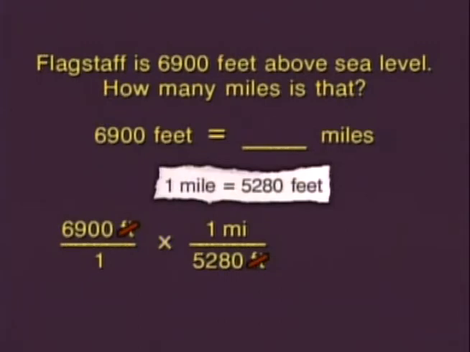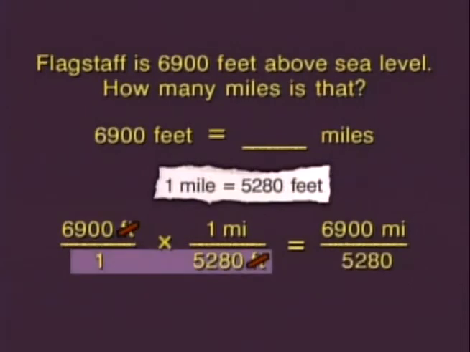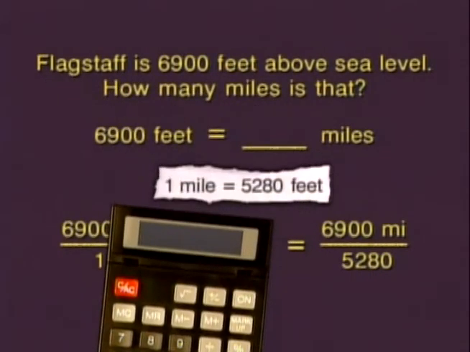After we cancel, we can multiply. The numerator is 6,900 miles. The denominator is 5,280. This is a division problem. You can use a calculator to divide 6,900 by 5,280. Here's the answer. Rounded to the nearest tenth, it's about 1.3 miles. The city of Flagstaff is about 1.3 miles above sea level.